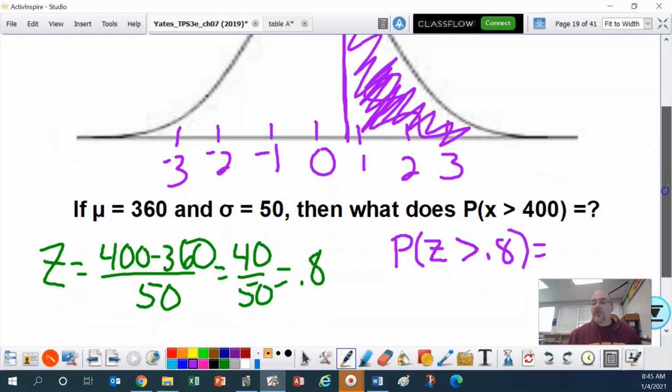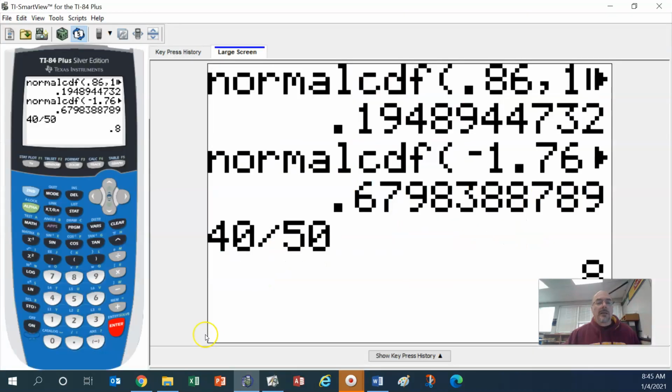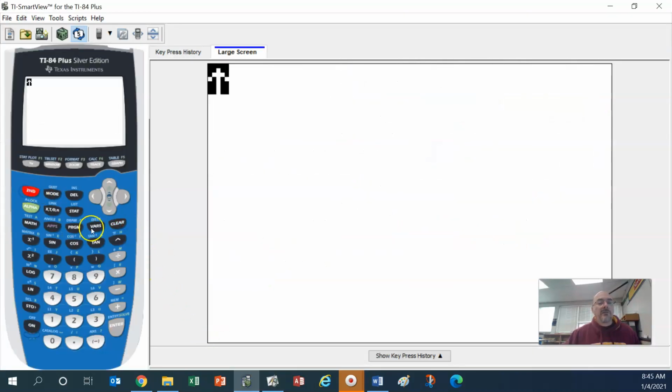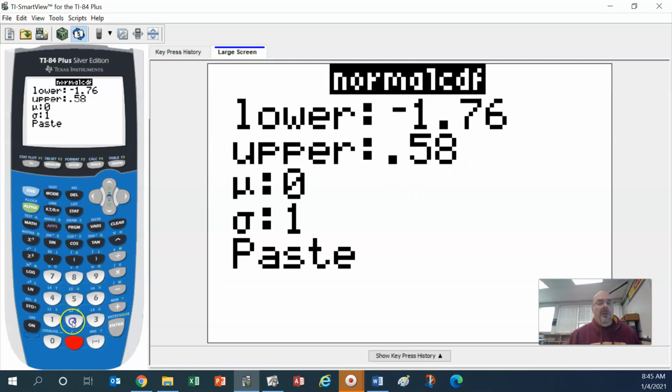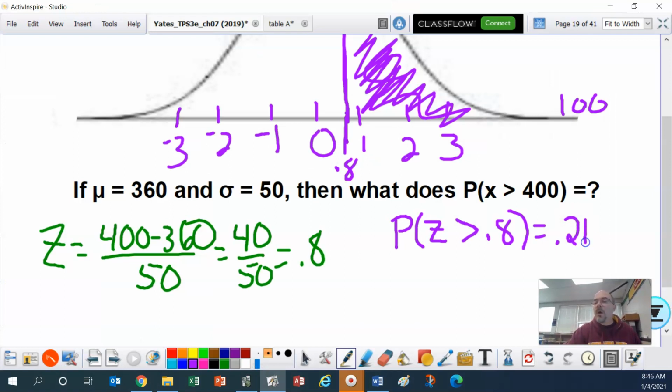And so now I'm going to use my calculator. My 0.8 is my lower bound, and my upper, since I shaded all the way to the right, is 100. So let's finish this up. Second vars, number two. 0.8 is my lower bound, 100 is my upper bound. Leave those as 0 and 1 and paste. And so the area, or the probability, is 0.2119. And yes, I want you going to 4 digits on that.